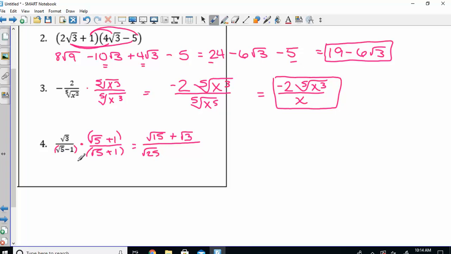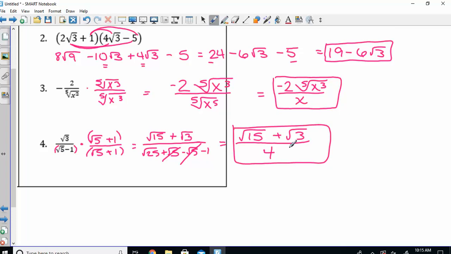On the bottom, if we FOIL, radical 5 times radical 5 is radical 25. Radical 5 times 1 is radical 5. Negative 1 times radical 5 is negative radical 5. Negative 1 times 1 is negative 1. Positive and negative radical 5 drop, or if you recognize at the beginning they were conjugates, you didn't even have to necessarily multiply them out and show that work. Square root of 25 is 5, minus 1 is 4. Any questions there?